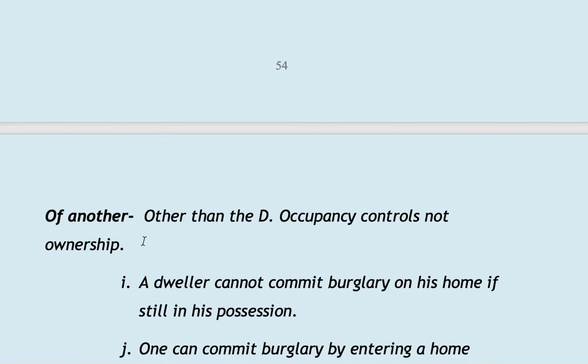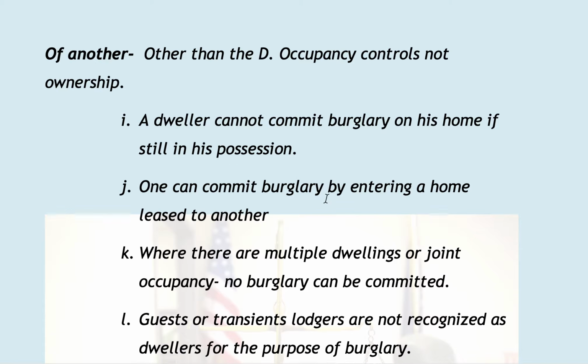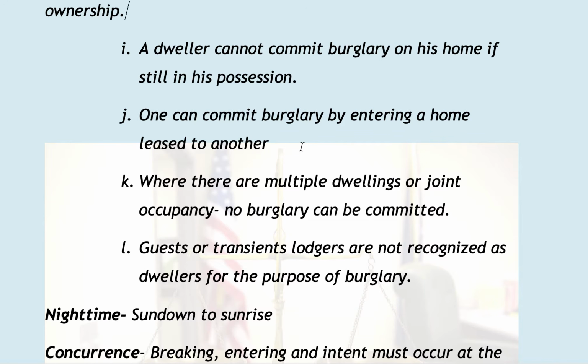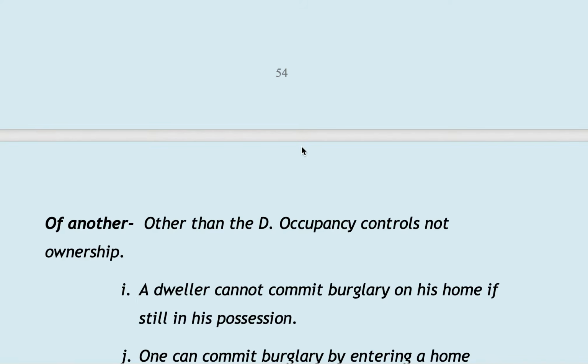Of another. Of another means other than the defendant. Occupancy controls, not ownership. So it could be that you're renting out a house and someone else is occupying it. The dweller cannot commit burglary on his own home if he's still in possession of it. One can commit burglary by entering a home leased by another.